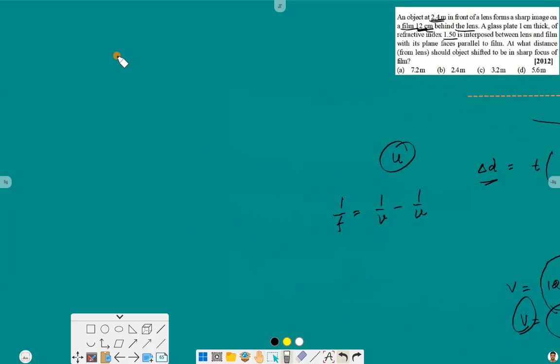So using the initial values, we will have 1 by F is equal to 1 by 12 minus of 2.4 meter, it is, so it will be negative 240. And from this, 1 by f comes out to be 21 by 240.